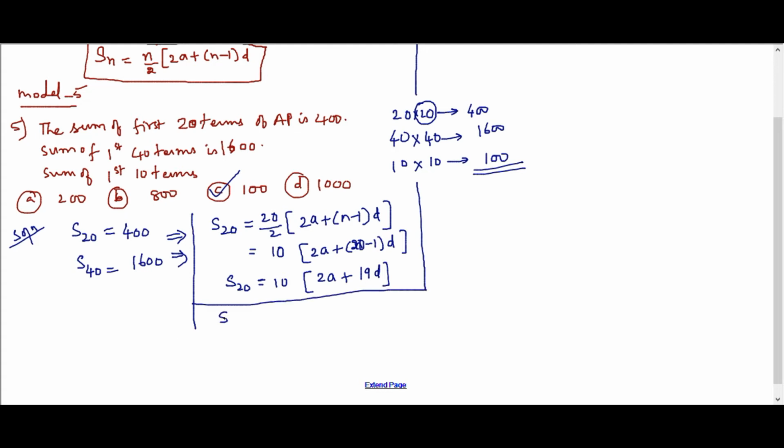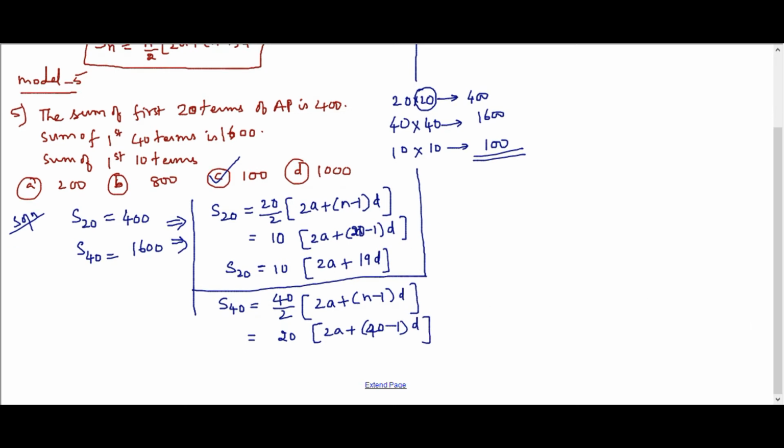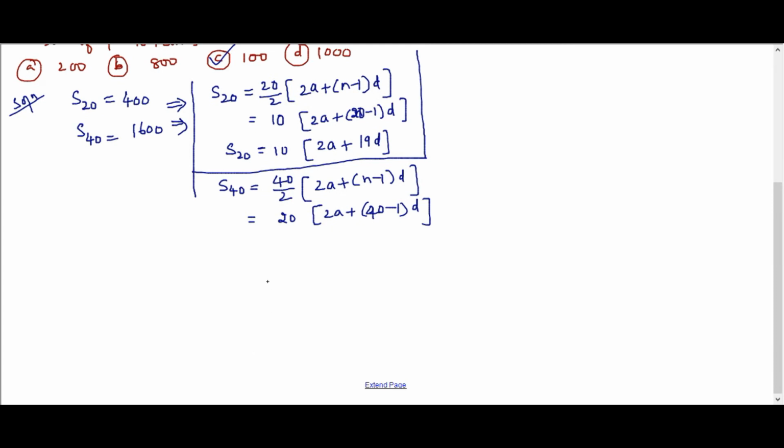And then what is S40? S40 equals 40 by 2 times 2a plus n minus 1 into d, which will be 20 times 2a plus 40 minus 1, you can substitute here as well. For everybody to understand, I am writing one more step, that's all. So it will become 20 times 2a plus 39d, correct? So this is what you should get. But we are already given S20 and S40, isn't it?